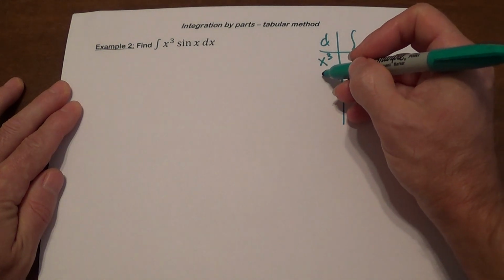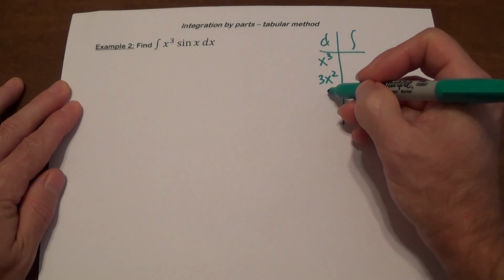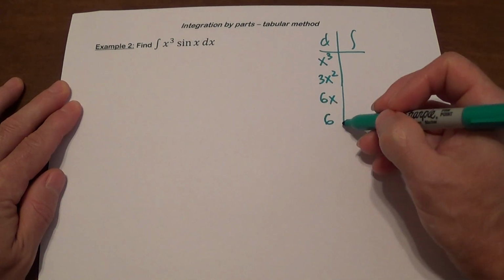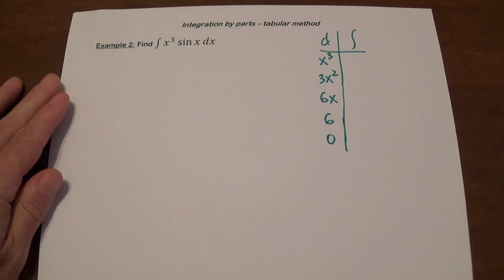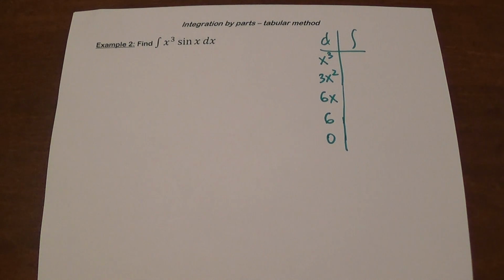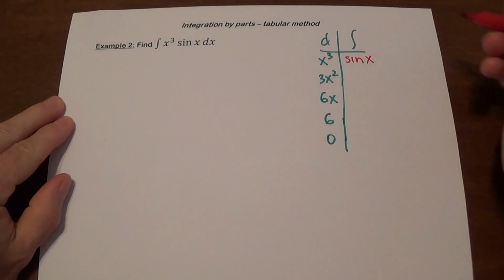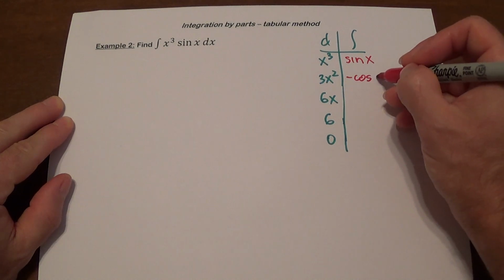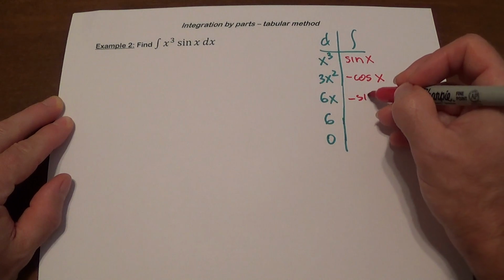So the derivative of x cubed is 3x squared. Derivative of 3x squared is 6x. Derivative of 6x is 6. Derivative of 6 is 0. Once we reach 0, we are very happy. Let me do the integration column. So obviously here you're going to get sin x. Just be careful when you integrate that. So the first thing is, when you integrate sin x, you get negative cos x. When you integrate negative cos x, you get negative sin x.